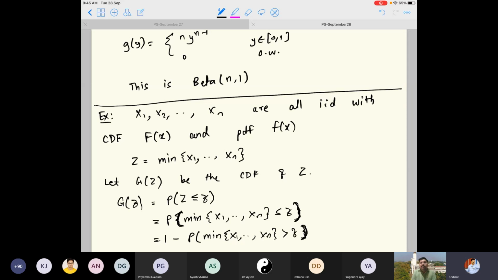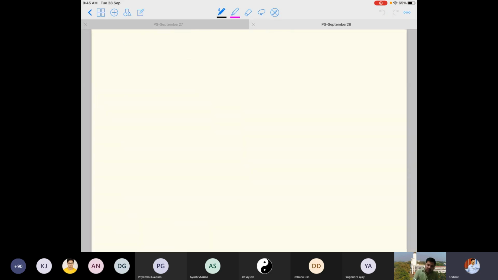Is that okay? Do you agree with this statement? And once you agree with this, if the minimum is greater than z, then every random variable has to be greater than z. That's what I can say. So what is this G(z)? Then this G(z) is 1 minus the probability that X1 should be greater than z, X2 should be greater than z, all of them should be greater than z, right? Only then the minimum will be greater than z. So that is what you have.